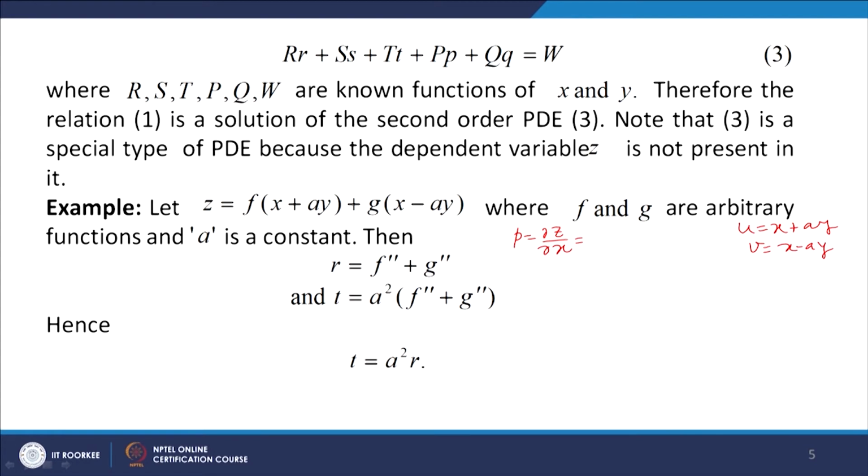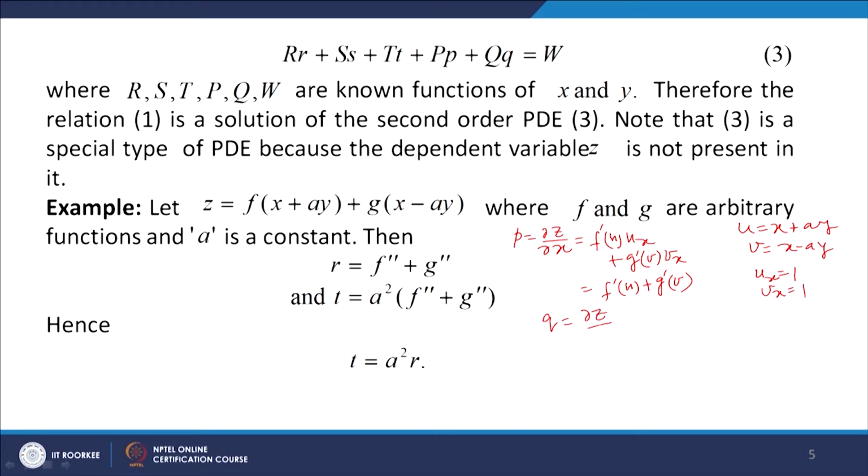When we differentiate this equation with respect to x, we get f dash u into ux plus g dash v into vx, and this is equal to p. Now u equal to x plus ay, so ux equal to 1, and v equal to x minus ay, so vx equal to 1. So we get p equal to f dash u plus g dash v. Now let us differentiate this equation z equal to f of x plus ay plus g of x minus ay with respect to y.